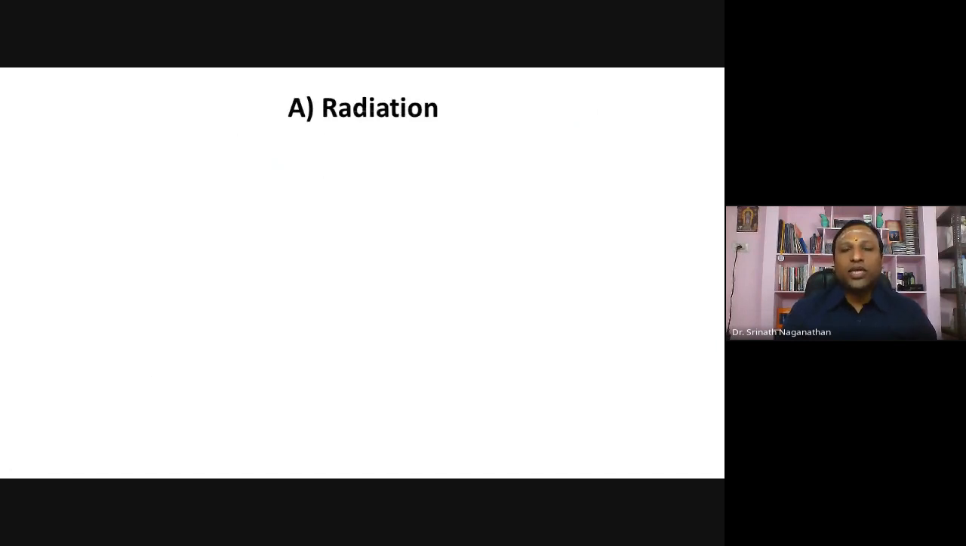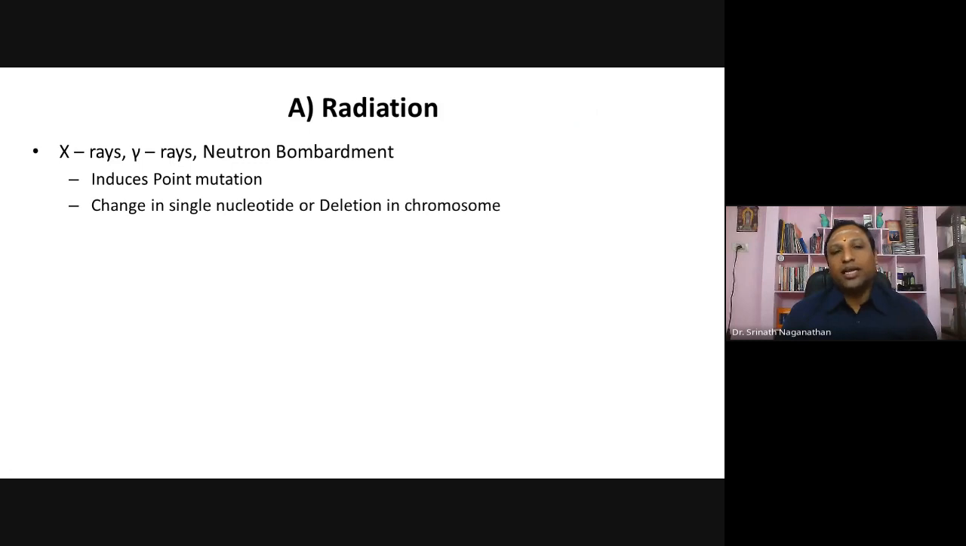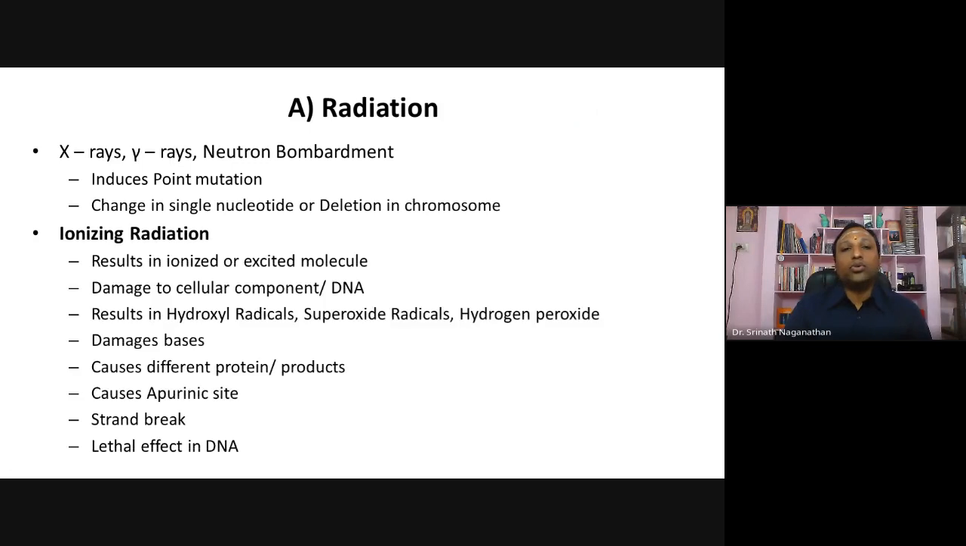Based on radiation, they are considered as X-rays, gamma rays, and neutron bombardments, which induce mutations. That is, the mutation is a point mutation. So what happens is, if there is regular exposure to X-rays or gamma rays, the point mutation can have a change in a single nucleotide or a deletion in chromosomes.